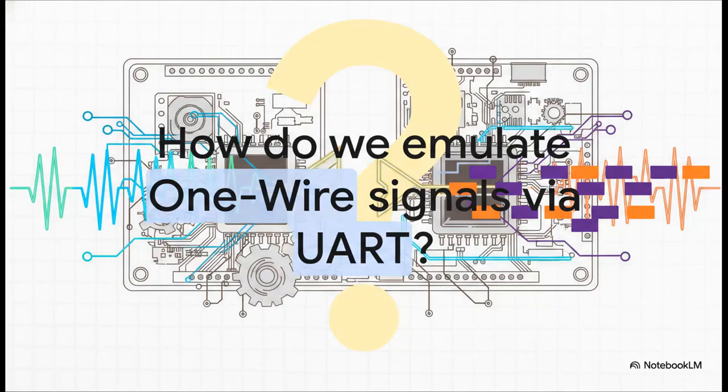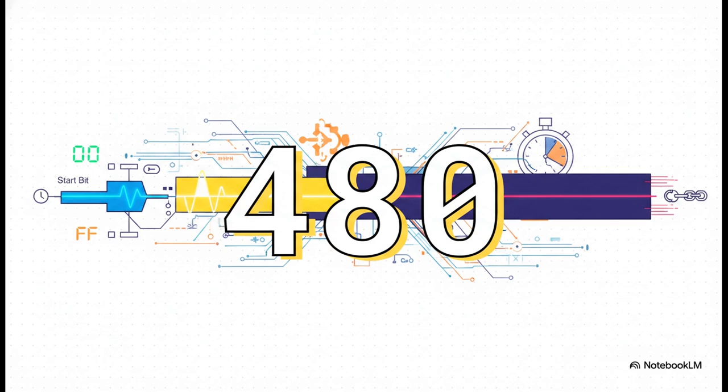So here is our puzzle, and it's a good one. How on earth do we emulate these incredibly precise, highly specific one-wire timing signals using a standard kind of chunky UART data frame? Well, check this out. If we set the UART to 115200 baud, a full 9-bit frame takes about 78 microseconds. That perfectly fits the timing to write a 0 if we just send the byte hex 00, which pulls the line low the entire time. Or we can write a 1 by sending the byte hex FF, which only pulls the line low for a fraction of a microsecond. It's brilliant, but there is a massive catch.